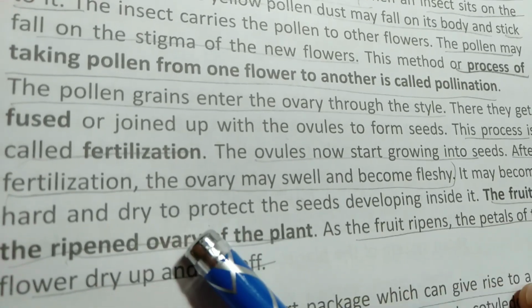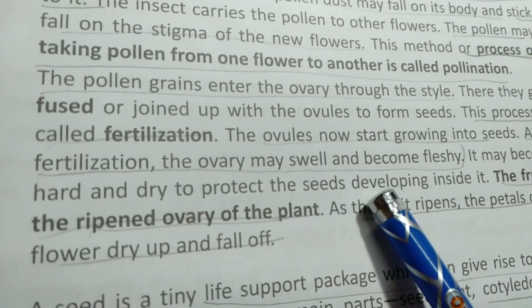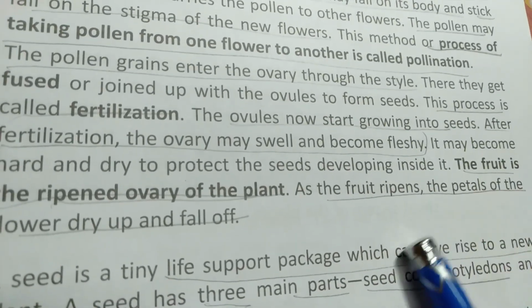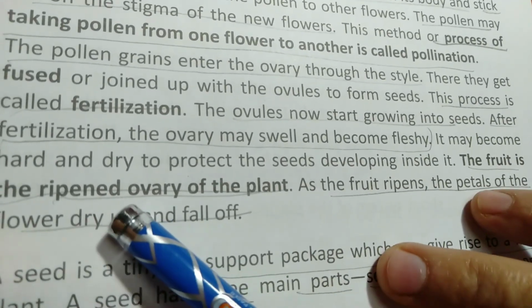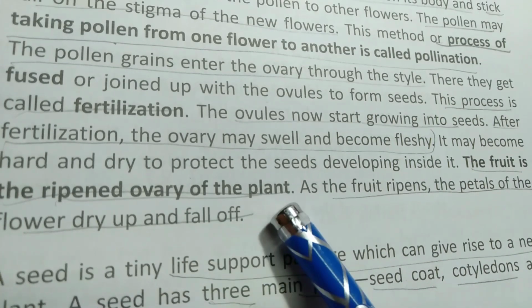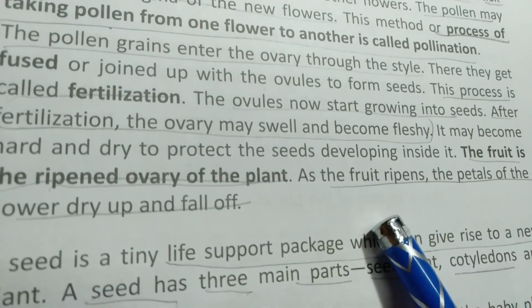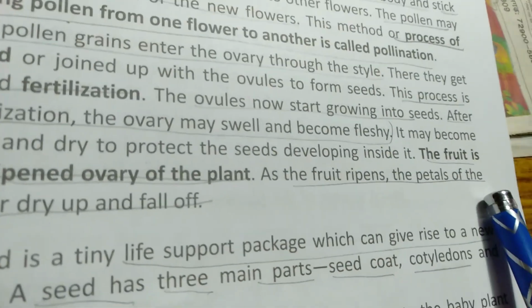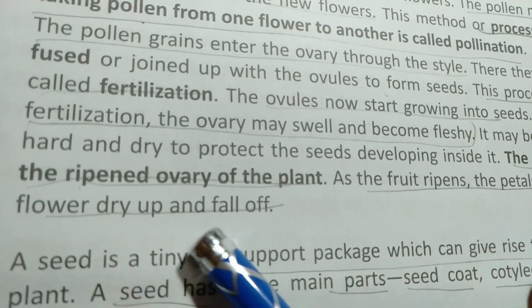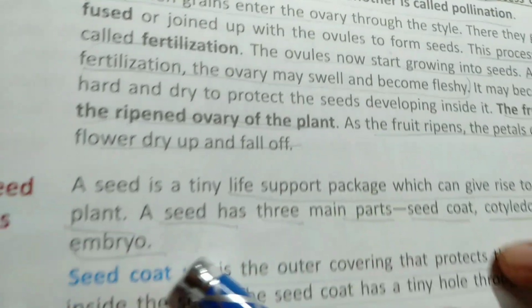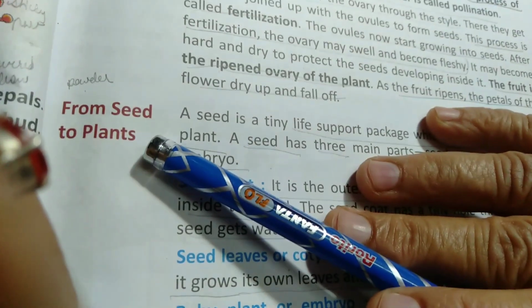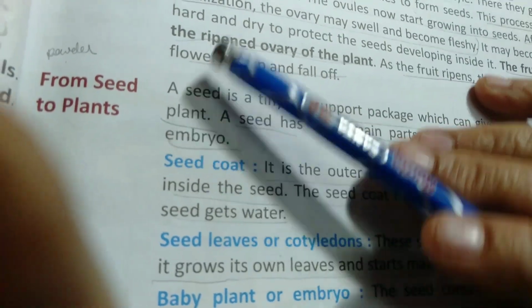After fertilization, the ovary may swell and become fleshy. The fruit is the ripened ovary of the plant. As the fruit ripens, the petals of the flower dry up and fall off. Next topic is from seed to plants.